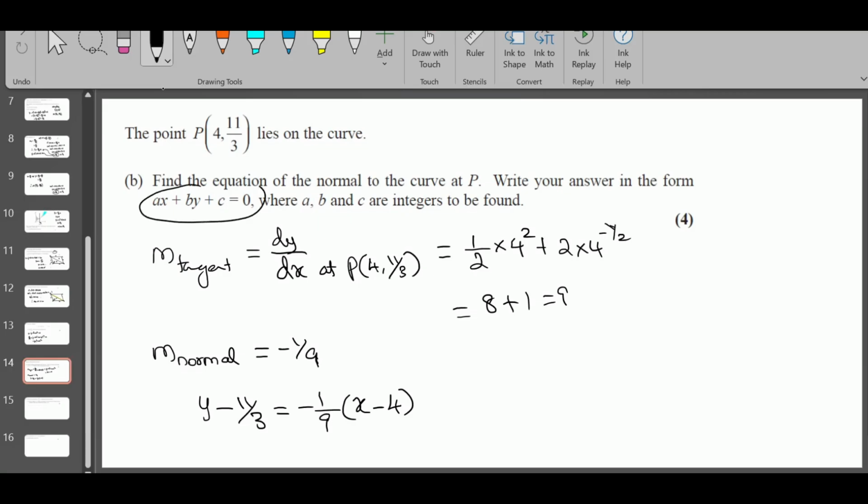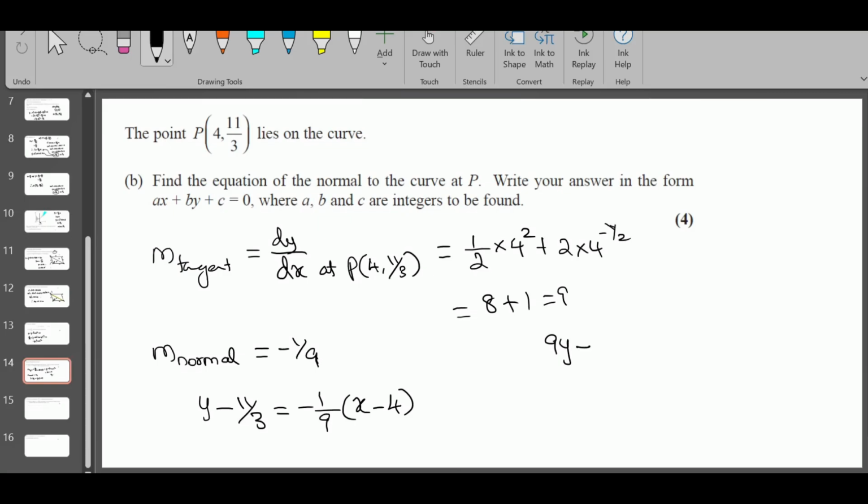Sometimes they want the answer in this format where a, b, c are integers. Sometimes they want this format mx plus c, so you can have fractions here. But in this case, a, b, c are integers. We need to get rid of the fraction 9 and 3, so I'm going to multiply through by 9.